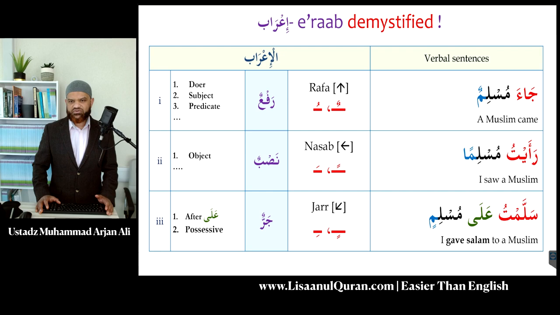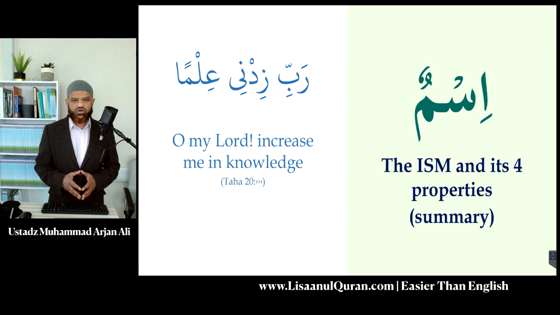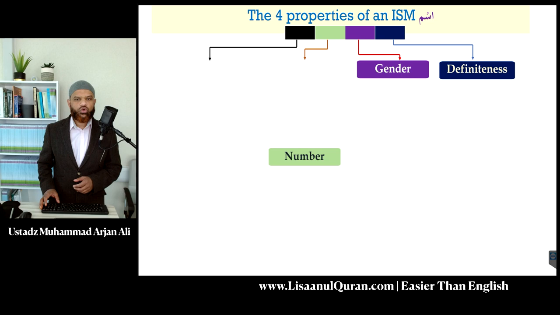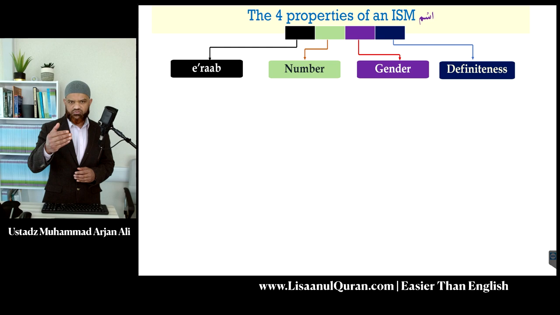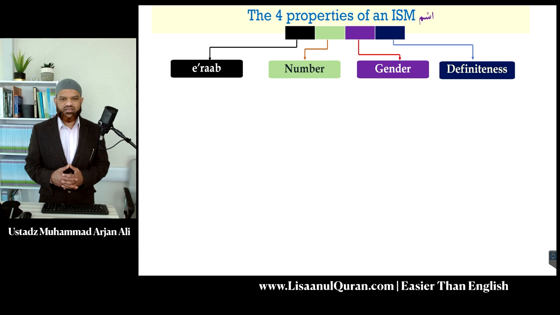Let's conclude now, summarize the four properties of an ism. Every ism has these four properties, and without really knowing these four properties, you will not be able to make a single sentence in Arabic, nor will you be able to translate an Arabic sentence from Arabic to English, or use them in any meaningful way without knowing four things. Just like the English examples I gave you earlier, when I say she are books, a complete mess in the English language, we don't want to do these things, inshallah.